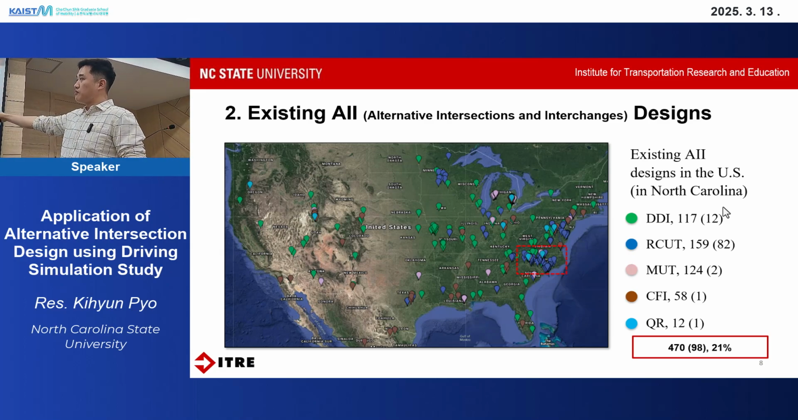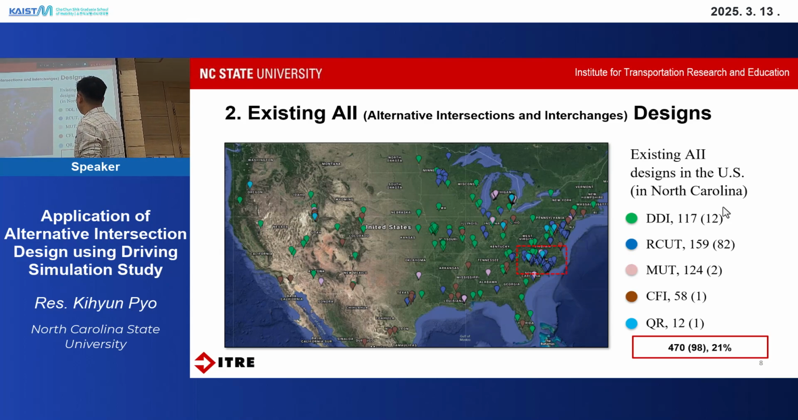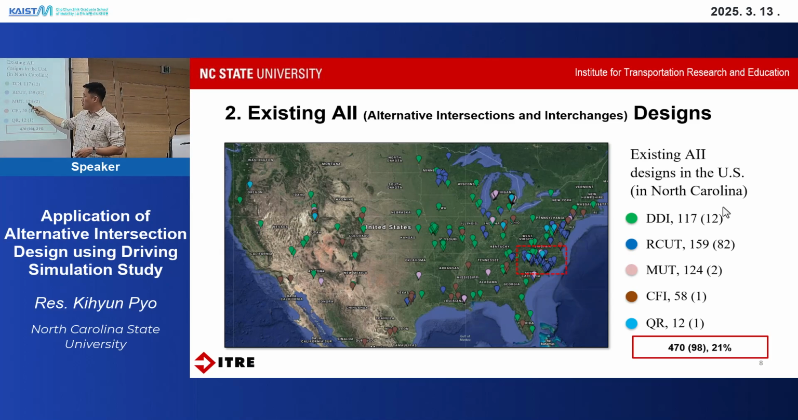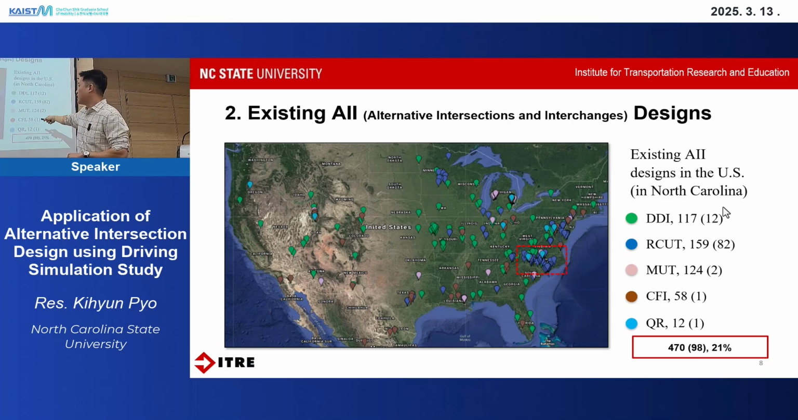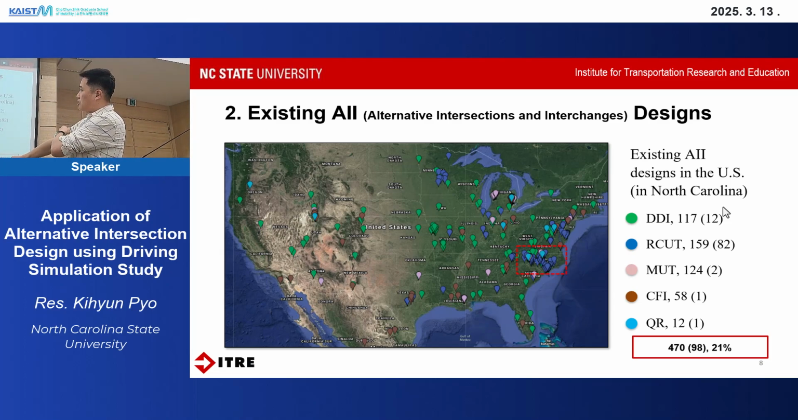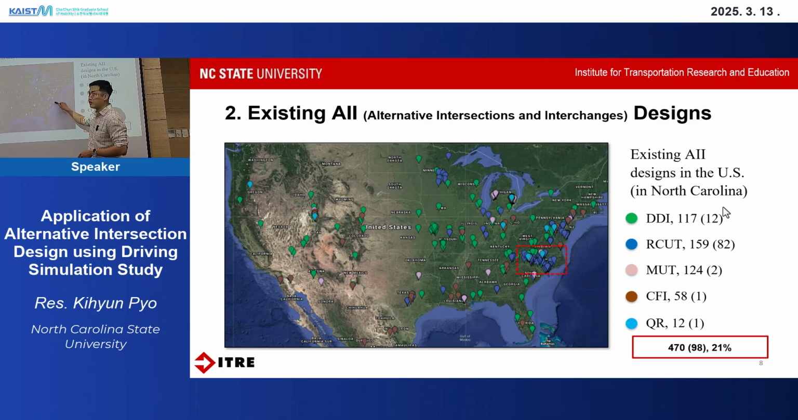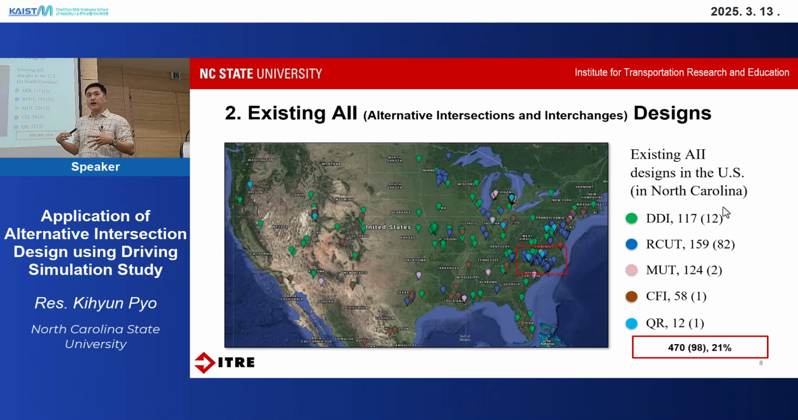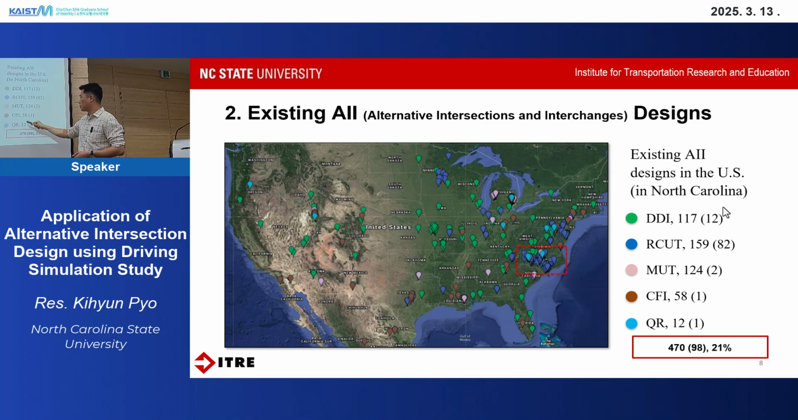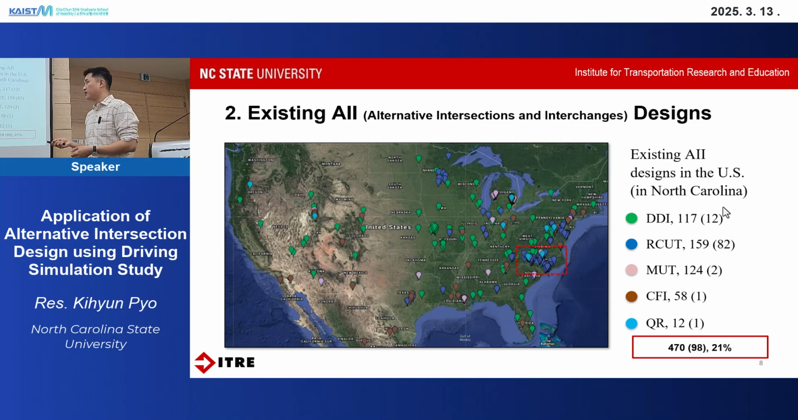So as you can see on the US map, this shows the existing number of alternative intersection designs. DDI, RCUT, and MUT are the three majority types in the US. The total number is 470, and the red box here is North Carolina. As you can see, North Carolina state invested a lot and was very interested in alternative intersection types. I counted around 100, which is 20%. It is quite highly rated in North Carolina.